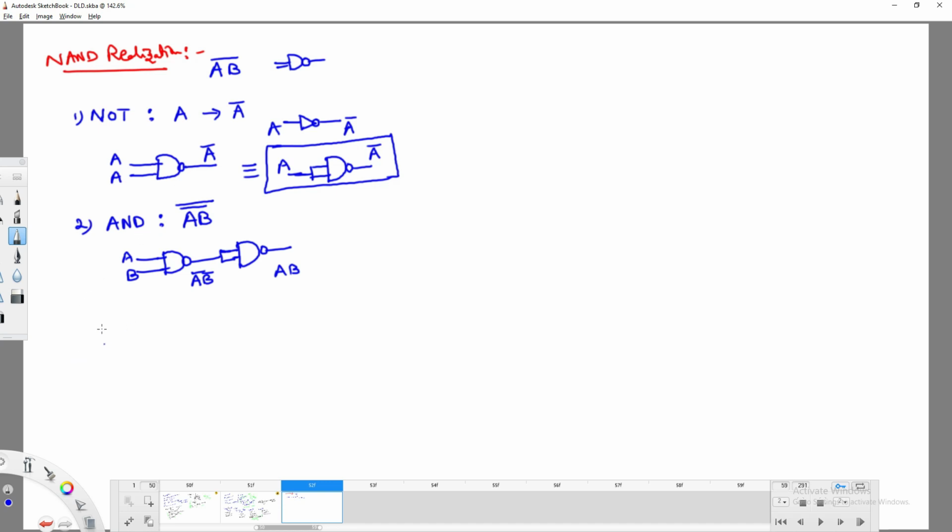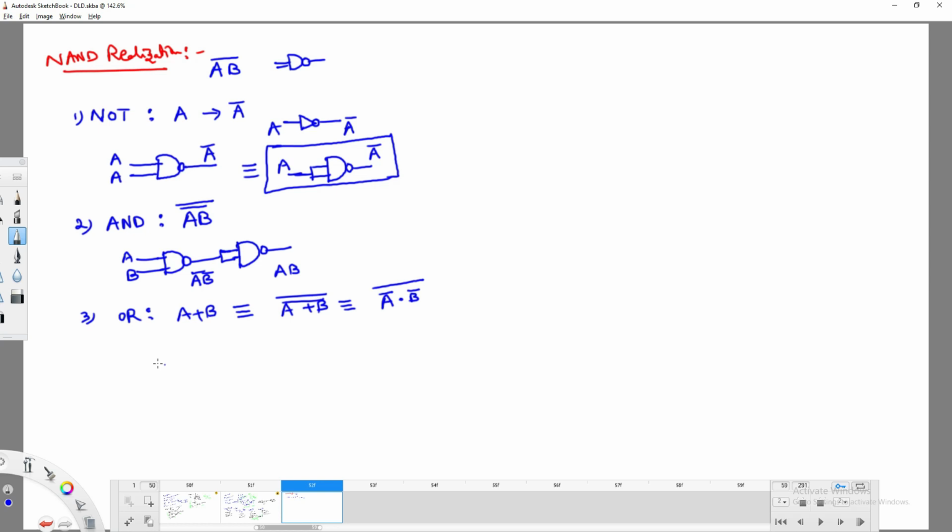NAND gates. Okay, fine. Similarly, we have the OR gate. OR gate means A plus B. How can we get the NAND gate realization? You have to define everything in the form of complements. So I make the complement of A plus B, whole complement, and again you get A plus B only. This I can write as A complement dot B complement, whole complement.